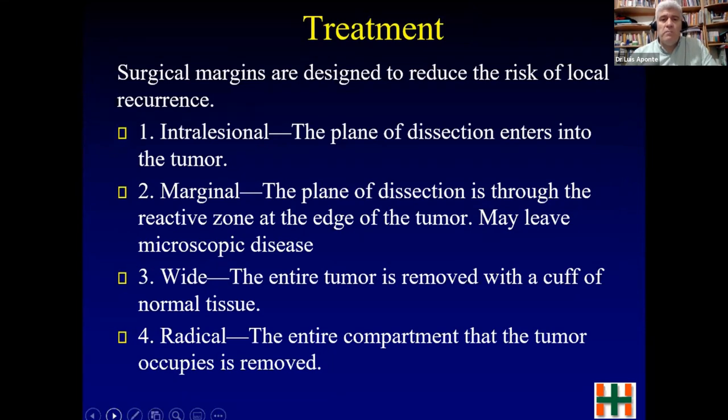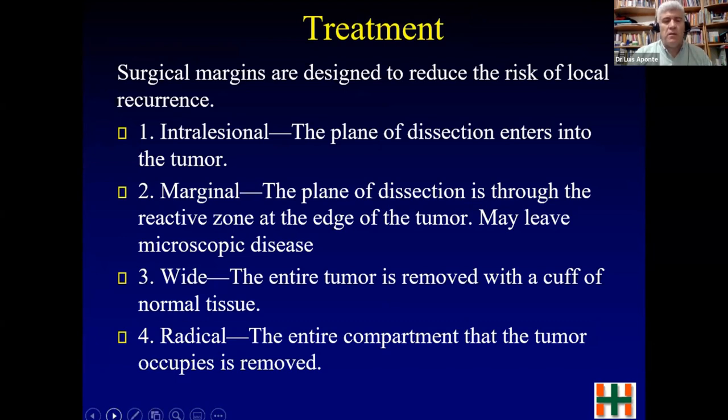So when we speak about treatment, we know that surgical margins are designed to reduce the risk of local recurrence. That's why we classify the margins. Intralesional is very common in benign tumor, because the plane of the section enters the tumor. It's not a problem. Marginal is when the plane of the section is through the reactive zone of the edge of the tumor, but you can leave some microscopic disease.